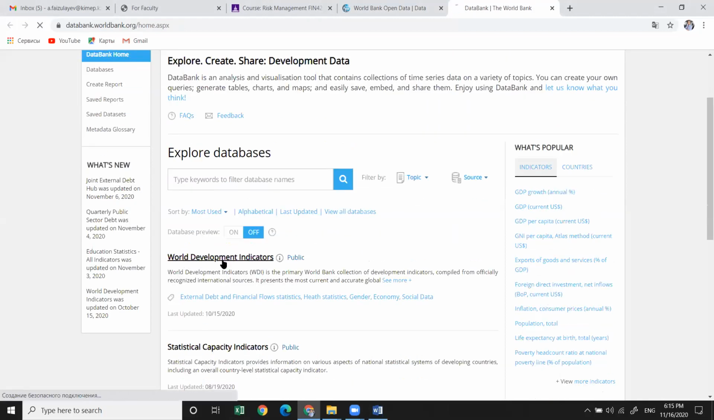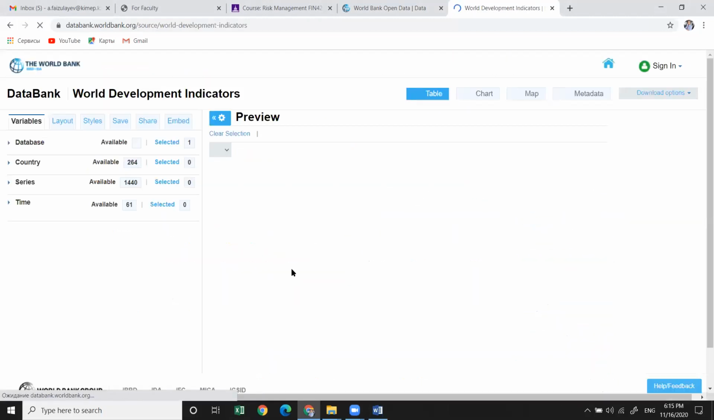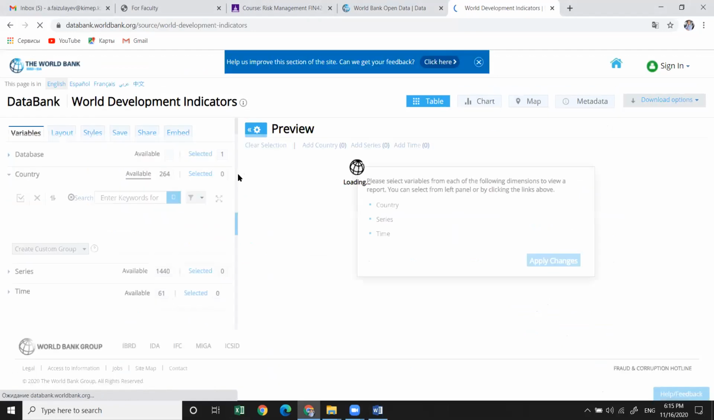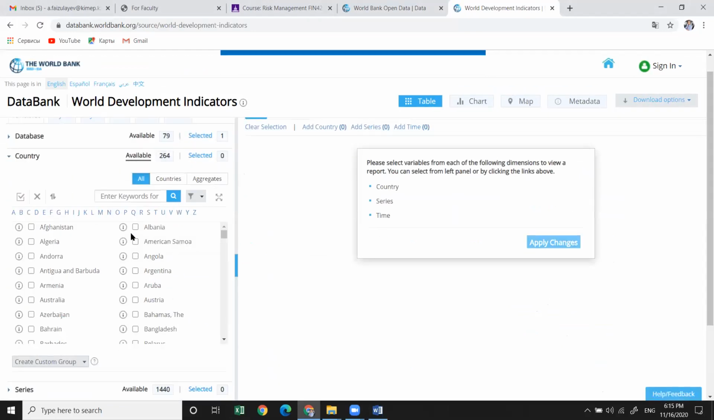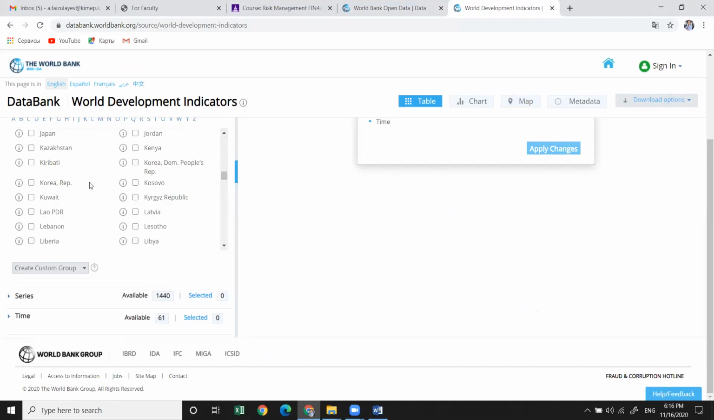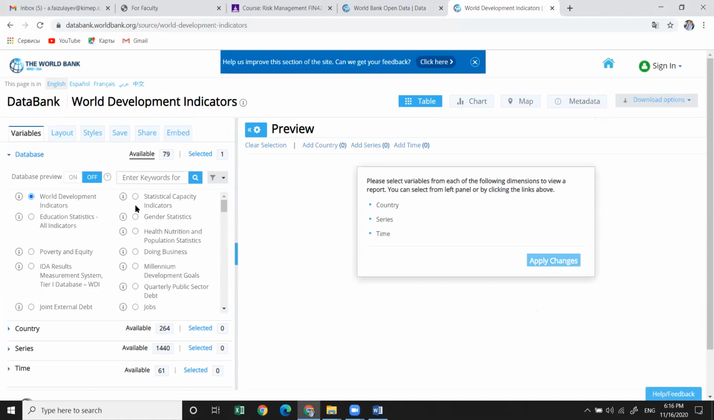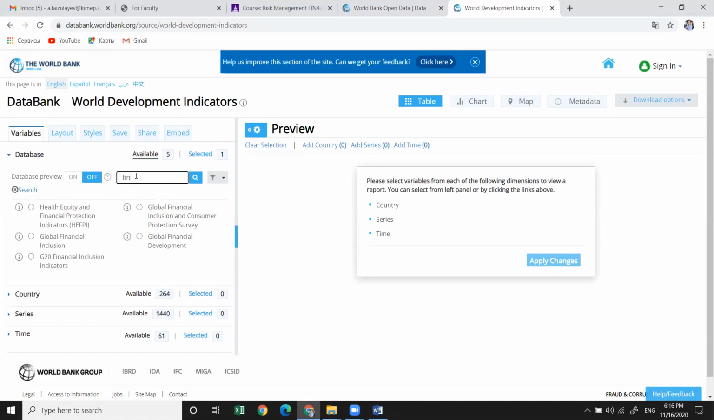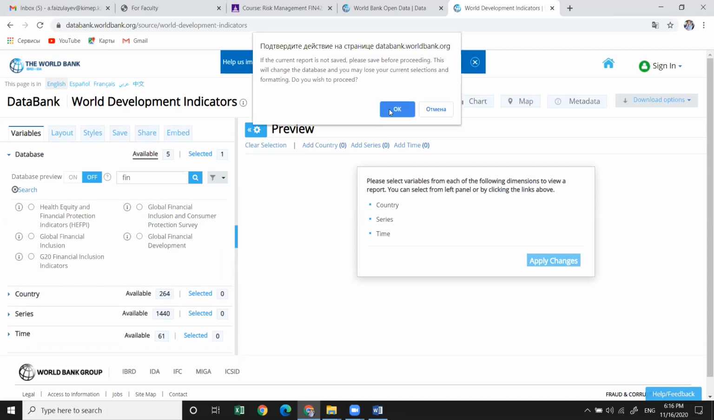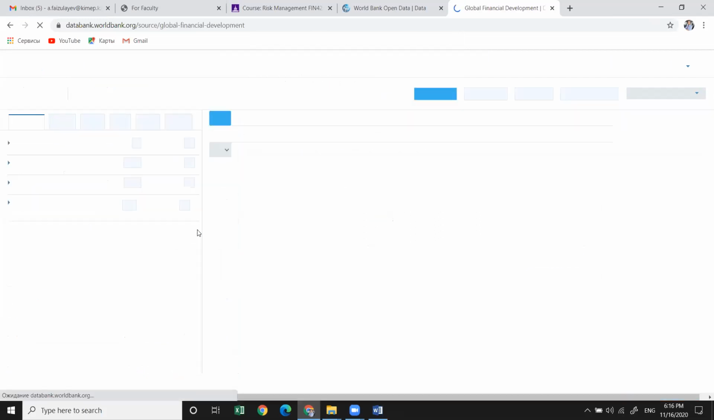World Development Indicators. Here my database comes out, so for all countries you can get any data. These are the different databases, for example if you want finance: Global Financial Development, Global Financial Inclusion (consumers). So they're different databases. I use Global Financial Development, which is more finance oriented.